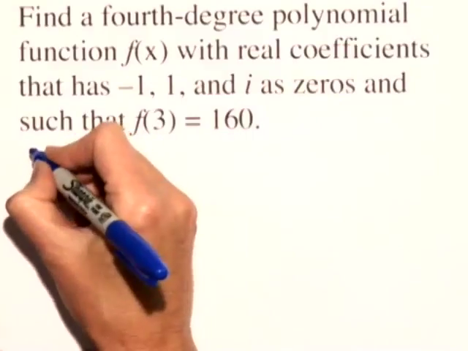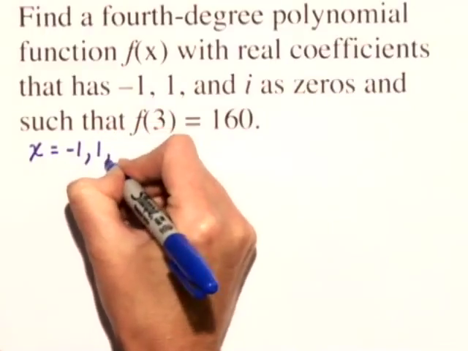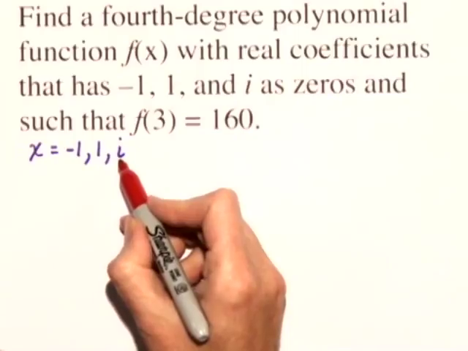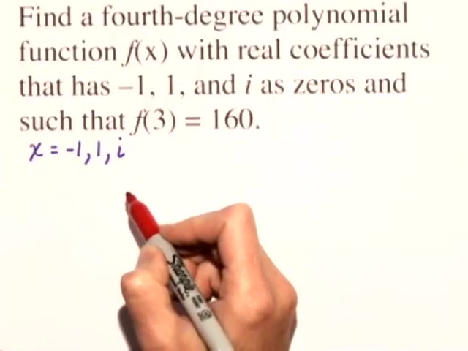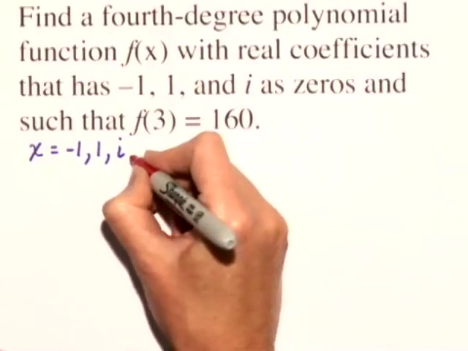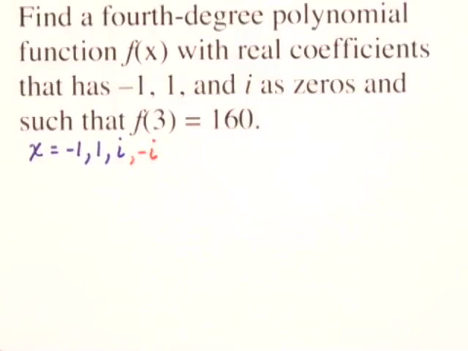Let's start off with the zeros. We know that x is equal to -1, +1, and i, but that's only three of the four zeros. So we have to remember with complex numbers such as i that the zeros or the roots always come in what is called a complex conjugate. So if positive i is a root, then we automatically know that negative i is a root as well.